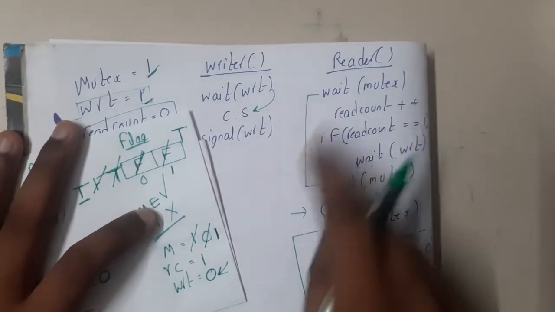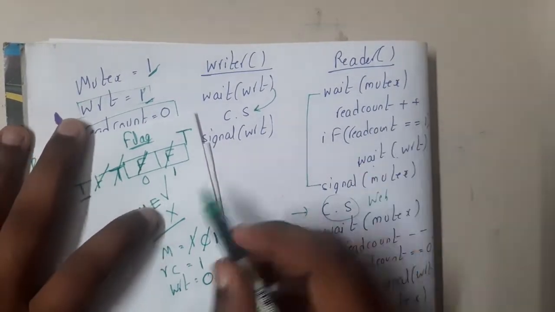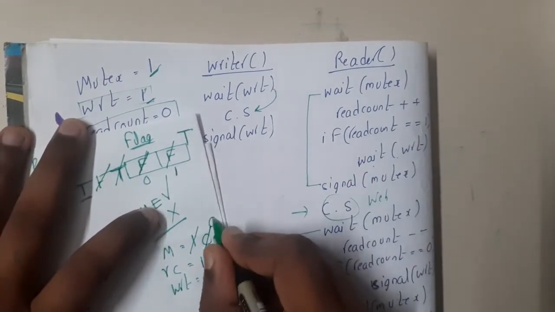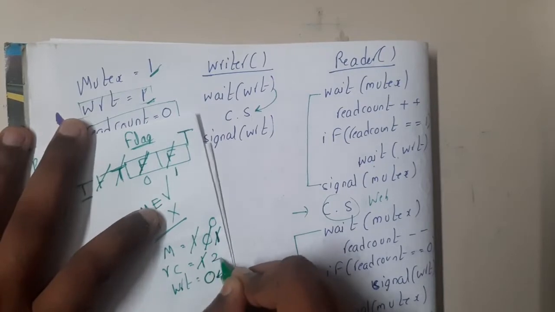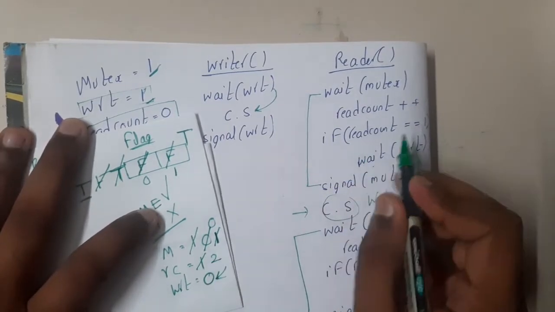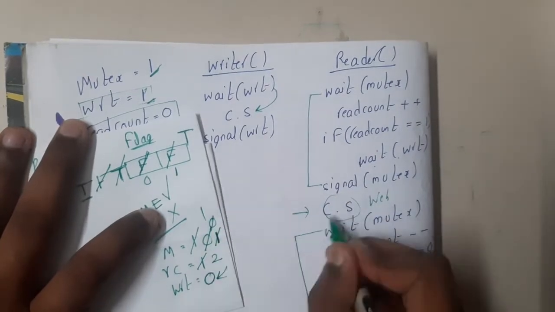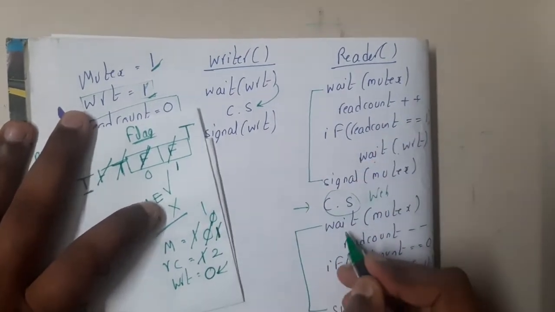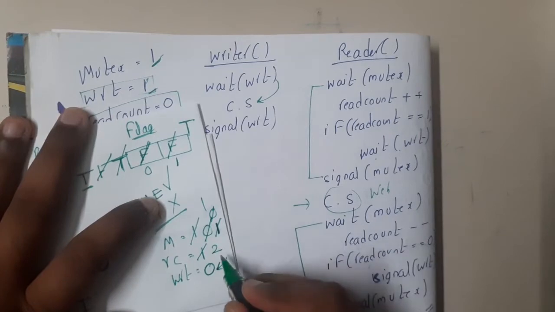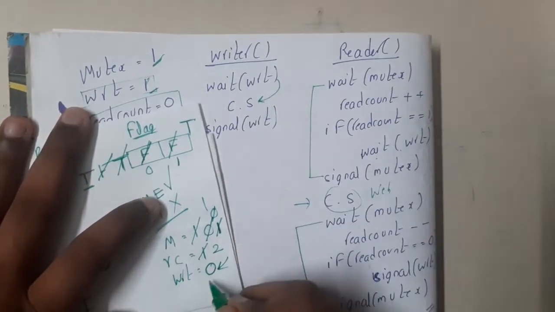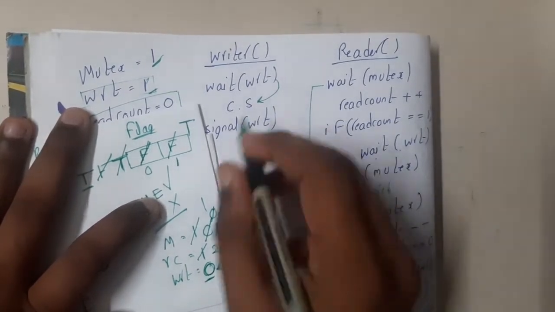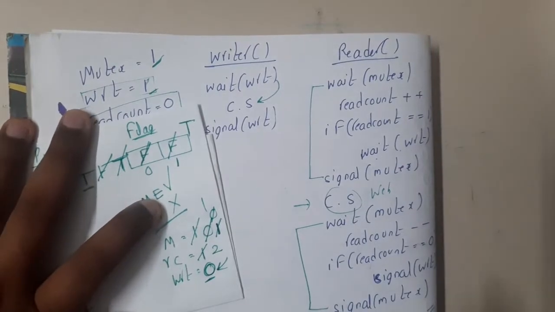He will enjoy there. If some other user, user number 2, comes, he will again change the mutex to 0 and increment the reader count to 2. He will check the condition: is he the first reader? No. Hence he will directly signal the mutex and continue reading. If a writer wants to come, he will check the wrt condition, which is 0, so he will be in a dead loop, indirectly in a trap.